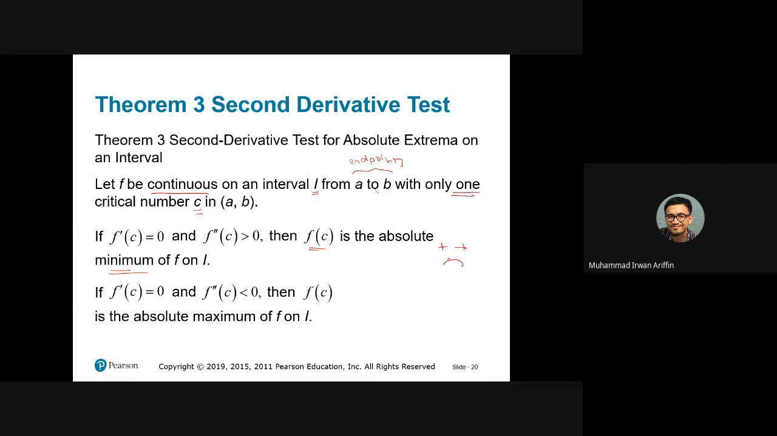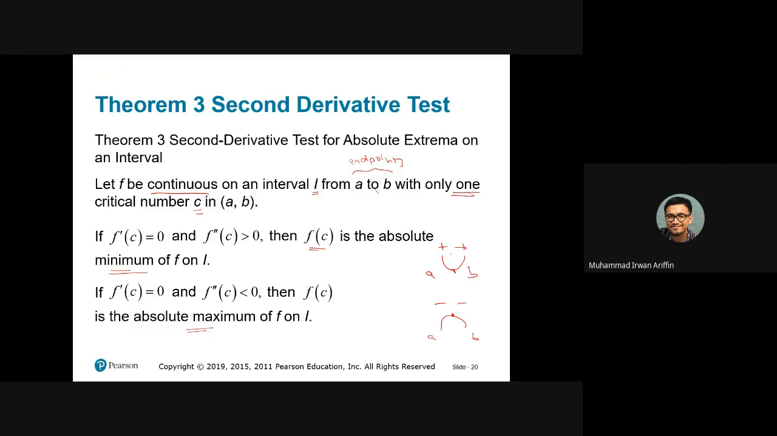Positive, sorry, it should be a smiling face. Positive, so absolute minimum. Okay, and the opposite is true. If the slope is 0 but the second derivative is negative, then the value of the function at c, this critical number, will be the absolute maximum of f on that interval from a to b. Negative, so we have absolute maximum.